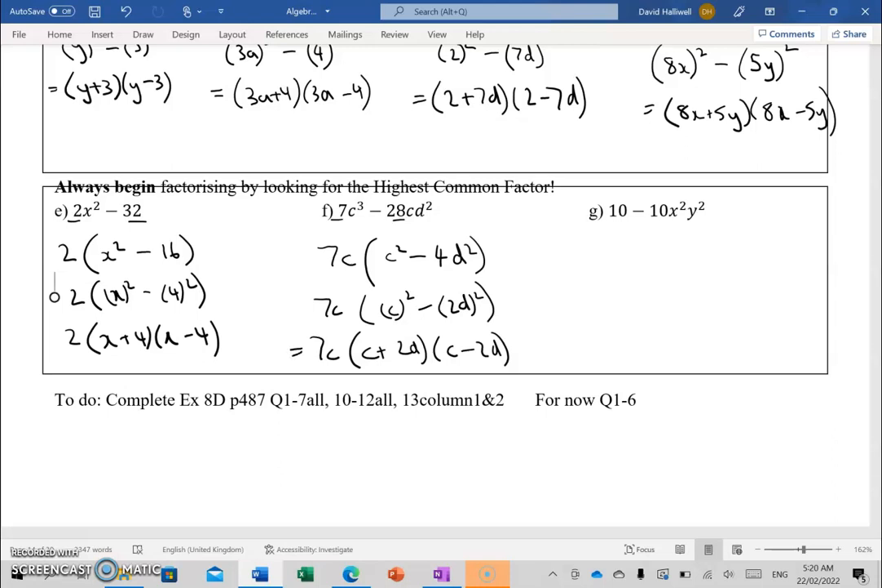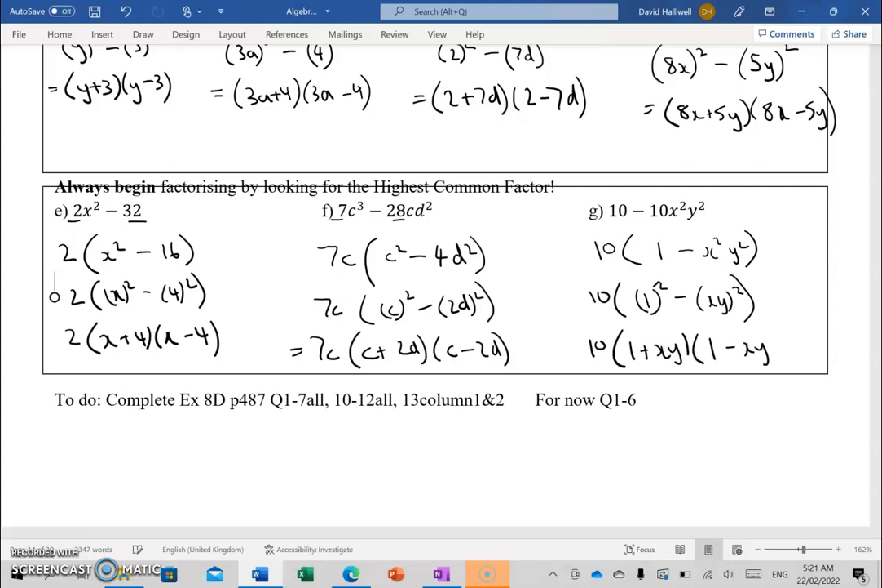Next one here, we're going to take out a common factor of, I can take out 10. I'll have 1 minus x squared y squared. Okay, now 1 is 1 squared, and the x squared y squared I can write as xy all squared. So this is now a difference of two squares, so it's going to be 1 plus the xy and 1 minus the xy. Alright, I want you working on 8D, page 487, questions 1 to 6.